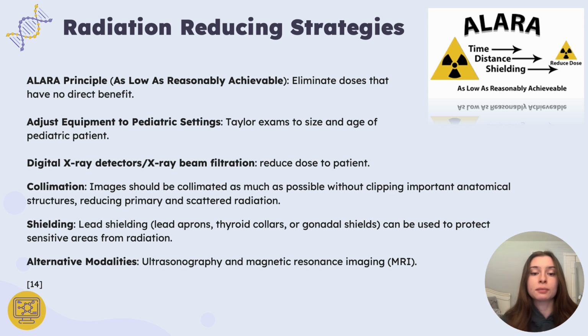We can increase collimation of images as much as possible without clipping important anatomy, so we can reduce primary and scattered radiation. We can shield by using lead shielding such as lead aprons, thyroid collars, and gonadal shields, which can be used to protect sensitive areas from radiation. And lastly, we can use alternative imaging modalities that don't use ionizing radiation, including ultrasound and MRI.